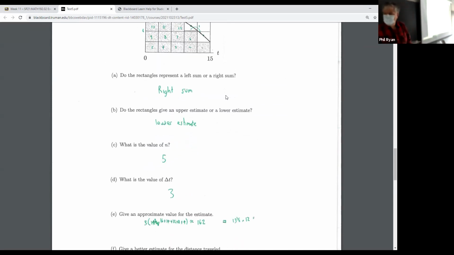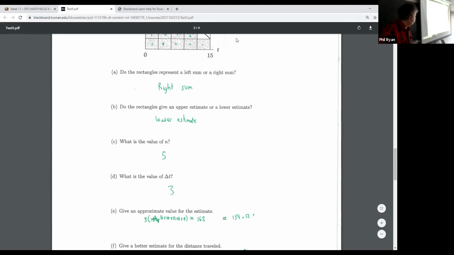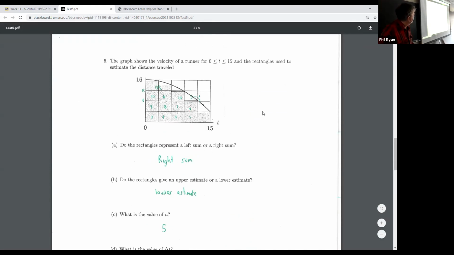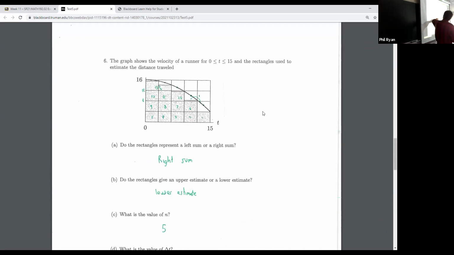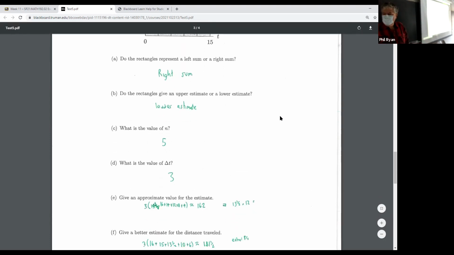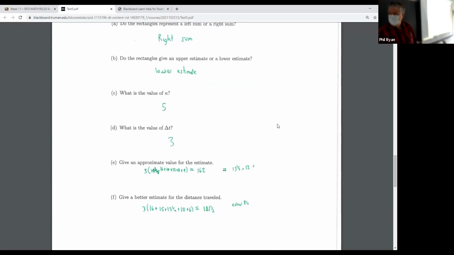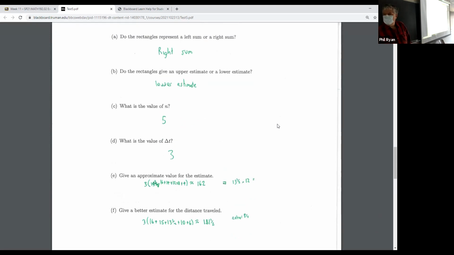And given that, what does this estimate give us? If you go ahead and count the squares, there are around 13.5 squares, or you can use the left-hand rule. You've got an answer of around 162, somewhere like that. What would be a more accurate answer would be around 180, 182, something like that.